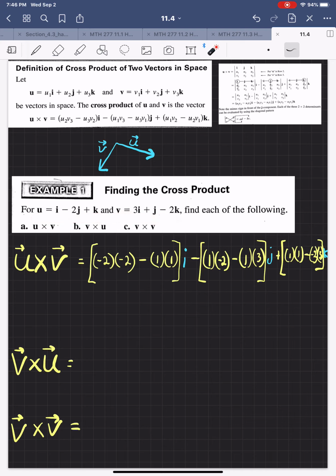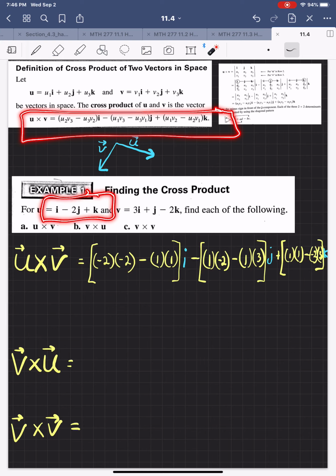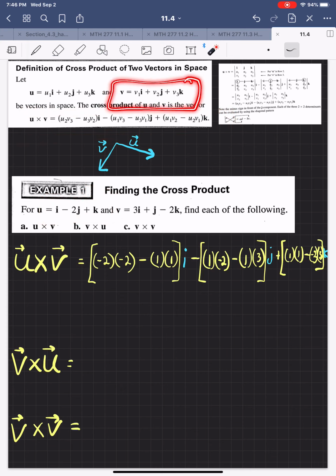Now I'm only going to perform the cross product of u cross v. I'm going to give you the answers to b and c. You can perform those on your own. So using the definition above, which I'm going to keep highlighted for just a second, you can label u sub 1, u sub 2, u sub 3. So u sub 1 would be 1, u sub 2 would be -2, u sub 3 would be, in this case, 1. And you can also label v sub 1, v sub 2, v sub 3.